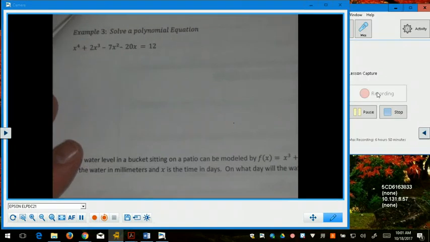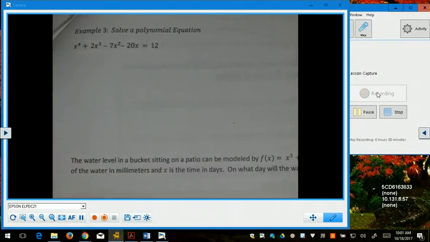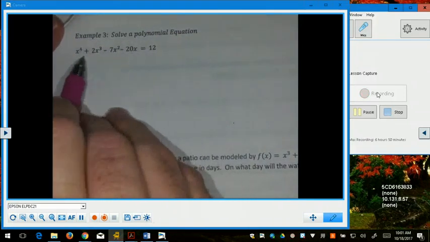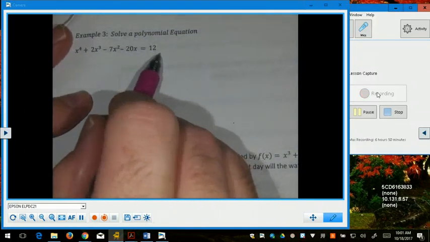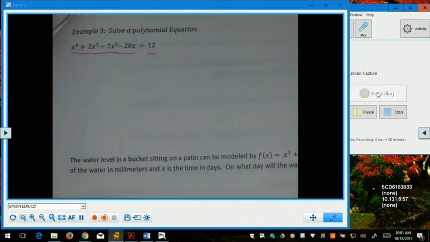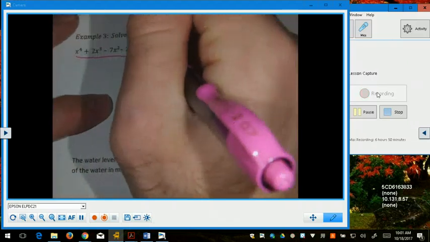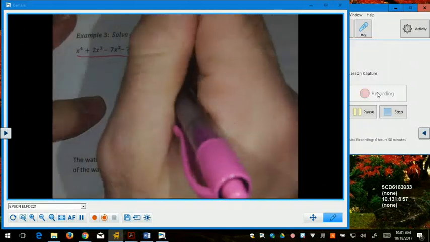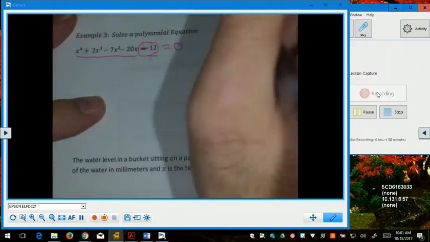What do I need to do? Subtract 12 from both sides to get it equal to 0. But we're still determining when this function would have a height of 12. That's what this is really saying. When does this function have a height of 12? Okay, we can find that, but we have to get it equal to 0 to solve. So we're going to subtract 12 and set it equal to 0. This makes our value of p 12.